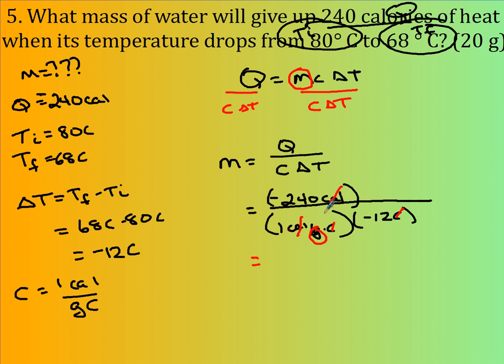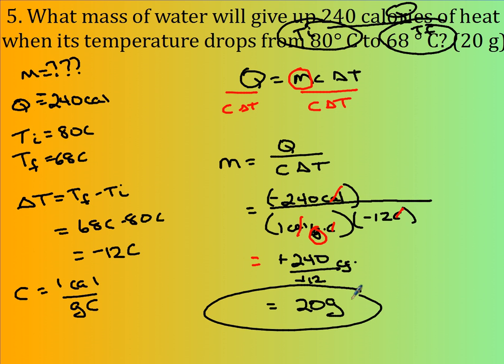So I multiply straight across. When I multiply straight across, all I get is negative 240 divided by negative 12. And the grams are going to wind up being in the numerator. So 240 divided by 12, the negative signs will cancel, gives me 20 grams.